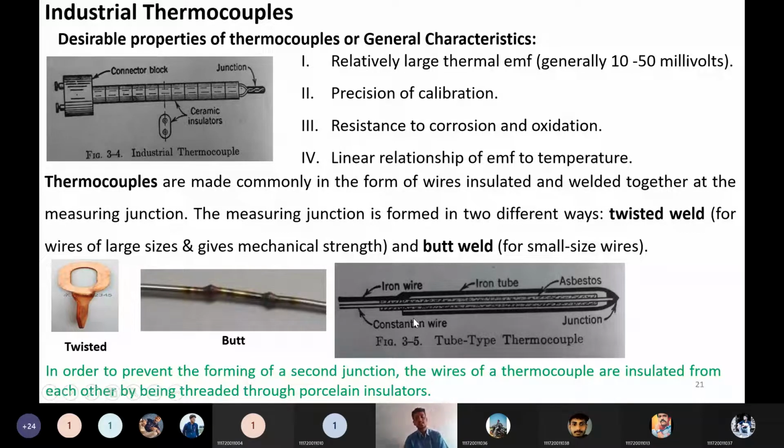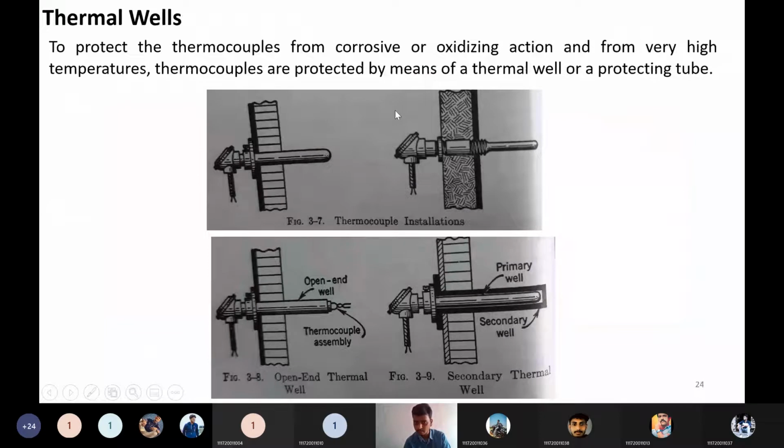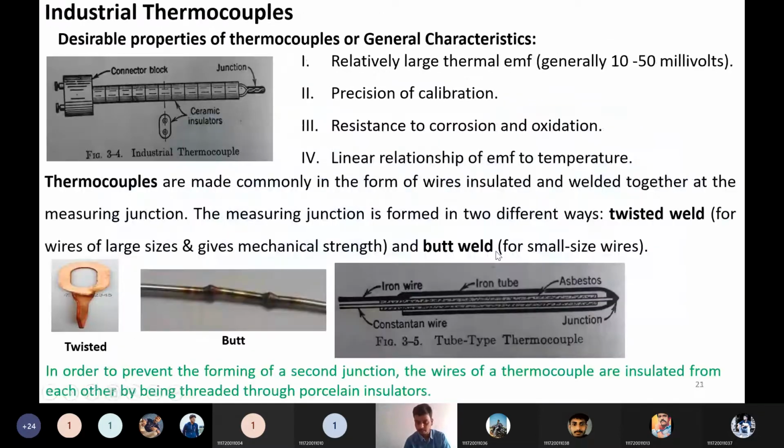Here the construction of this type of industrial thermocouple is to get a high speed of response by avoiding the use of a thermal well. We need not use some other thermal well. Here, if you see, this is the thermocouple bulb, for example. This has to be inserted into some thermal well. Thermal wells will look like this. It has to be inserted into this type of thermal well so as to be protected from high temperatures or corrosive environments. But in the tube type setup, they themselves will act as a protector. We need not use the thermal well.